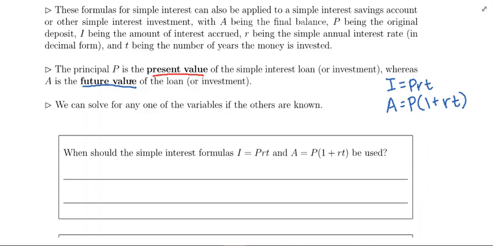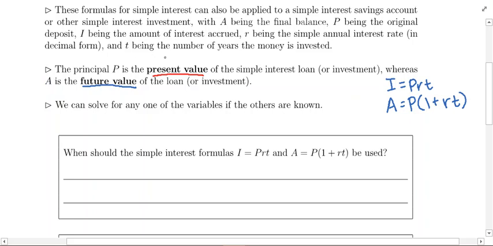Okay, so like if I went out right now and I made a $5,000 student loan, P is the amount of money that I borrowed right now. That would be the present value of the loan. Then in the future, that loan is going to accrue interest, and I'm going to end up paying back the $5,000 plus any interest that accrued. So I would owe more than $5,000. I would owe the principal plus the interest. So in the future, I would owe $A.